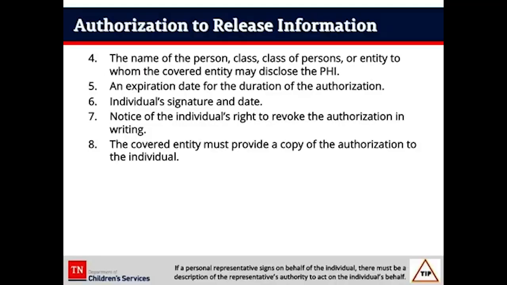Name of the person, class of persons, or entity to whom the covered entity may disclose the PHI. An expiration date for the duration of the authorization. Individual's signature and date. Notice of the individual's right to revoke the authorization in writing. The covered entity must provide a copy of the authorization to the individual.